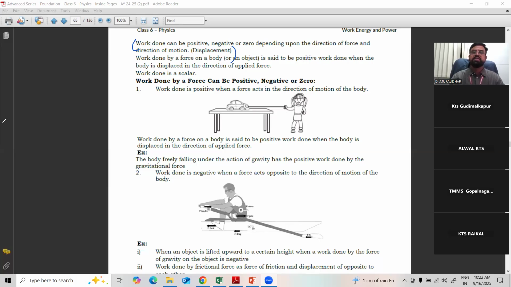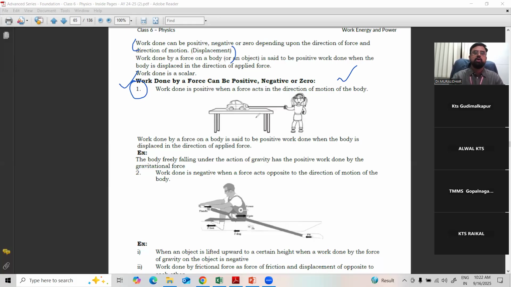Now, we'll see one by one what is positive, what is negative, and all. Number one, work done. Work done by a force can be positive, negative, or zero. First one: work done is positive when force acts in the direction of motion of the body. Wherever you are applying force and the body is displaced in the same direction, then the work done is said to be positive.